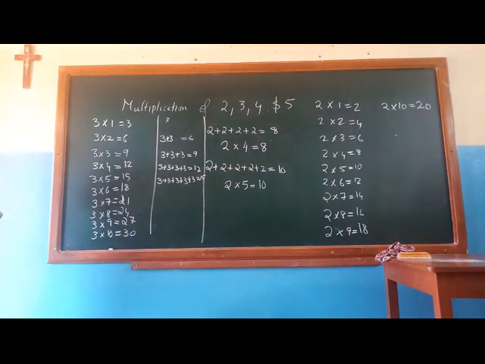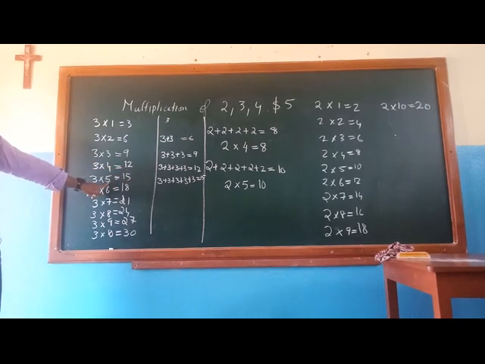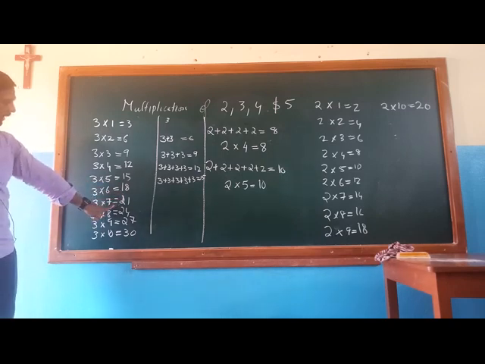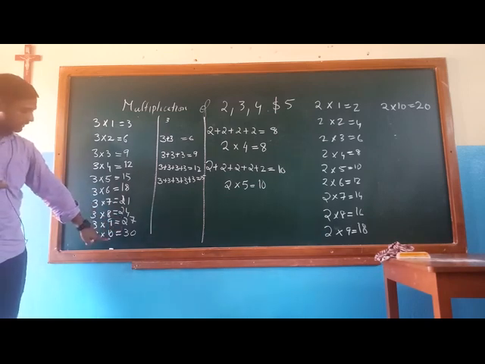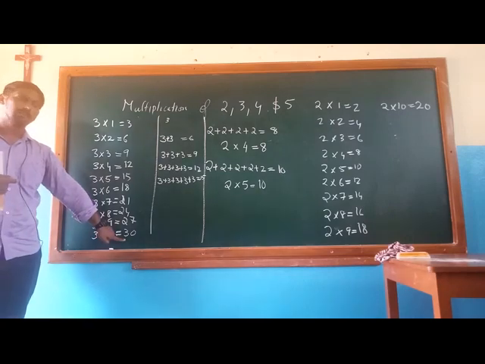So if you repeatedly add 3 for 1 time, it's 3. If you add 3 for 2 times, it's 6. If you add 3 for 3 times, it's 9. 4 times if you add 3 is 12. 5 times is 15. 6 times is 18. 7 times it becomes 21. 8 times it becomes 24. 9 times it becomes 27. 10 times it becomes 30.